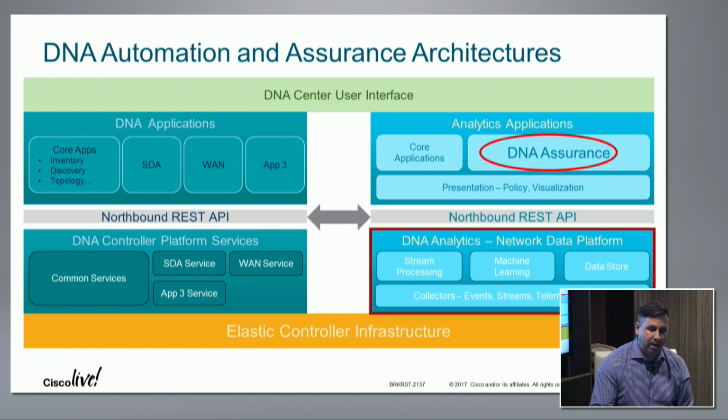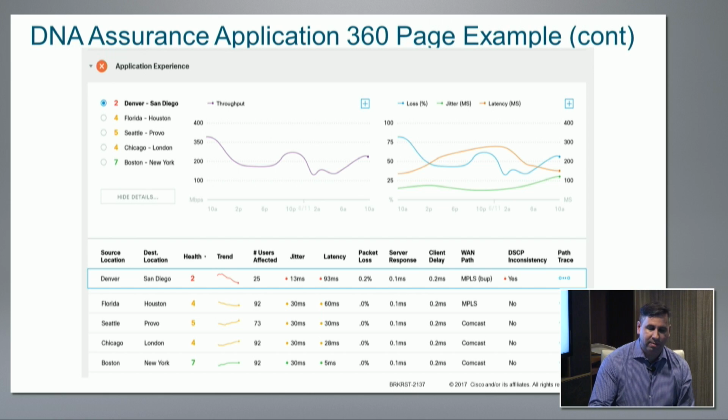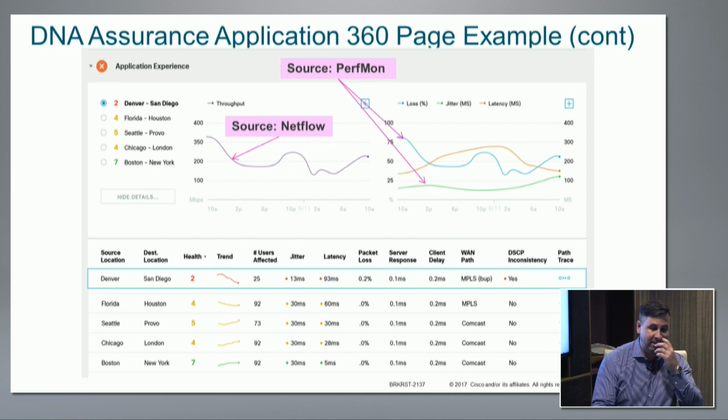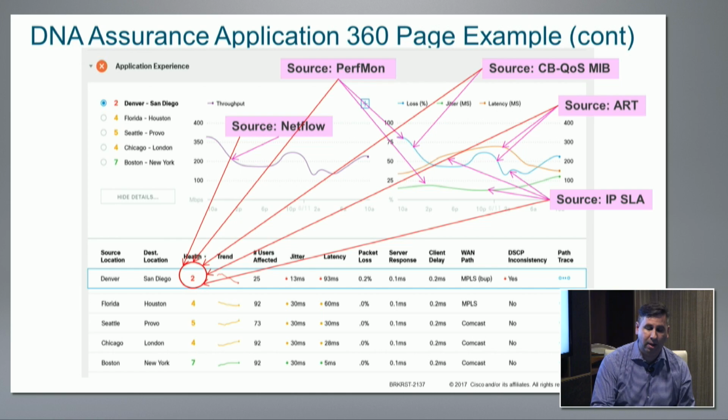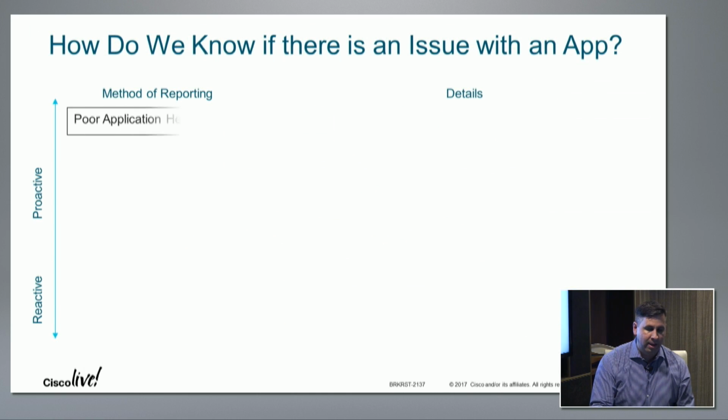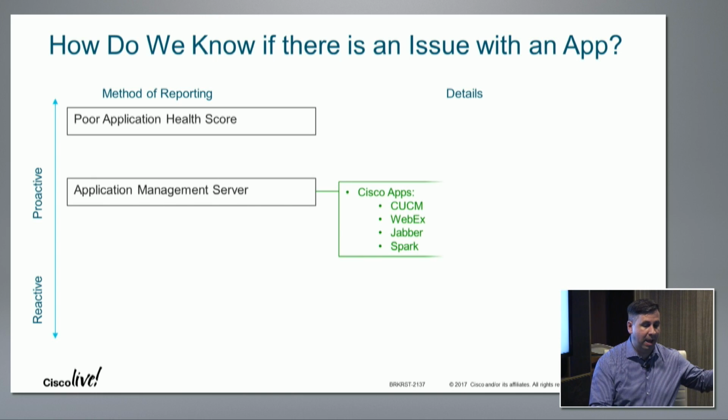Where does assurance fit in on top of this? It's an application built on top of NDP. And so we want to have views like this to say, look, you'd be able to see your throughput and your overall quality of your applications, and you're going to get this information from a variety of sources. We're going to correlate it all, and we're going to generate these very accurate health scores that represent what's going on.